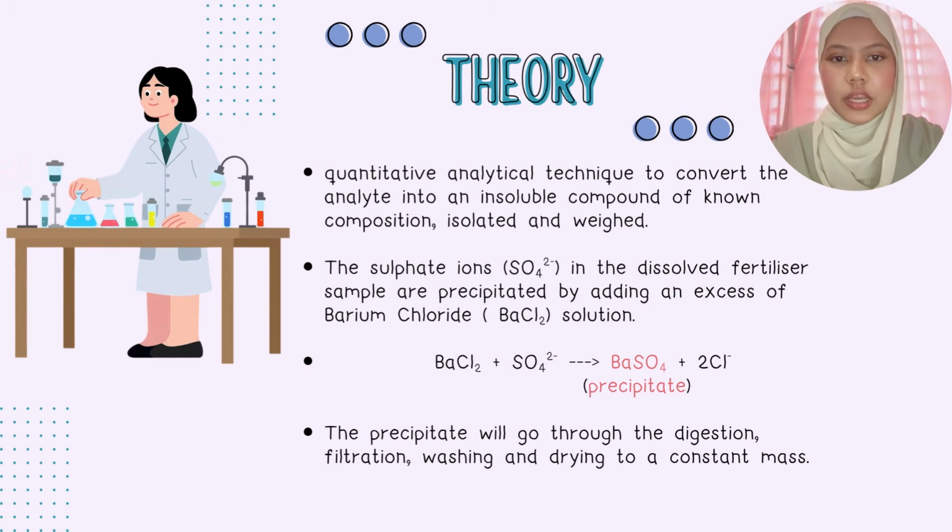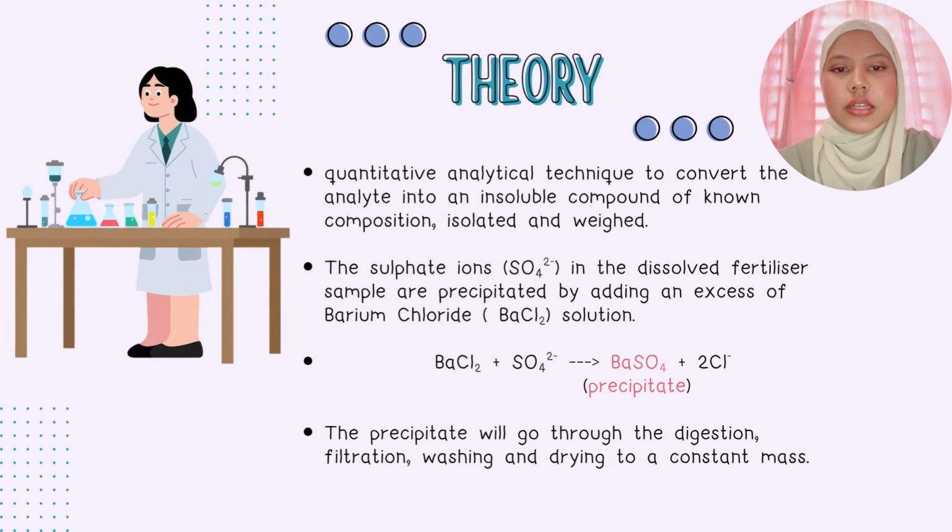This experiment uses gravimetric analysis, which is a quantitative analytical technique used to determine the amount of a specific substance in a sample by converting it into an insoluble compound that can be isolated and weighed. In this experiment, the substance being analyzed is the sulfate ion, which is present in the fertilizer sample.